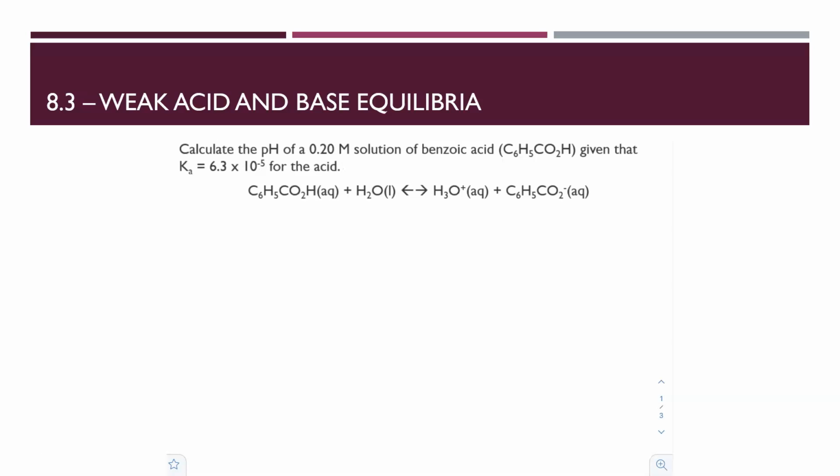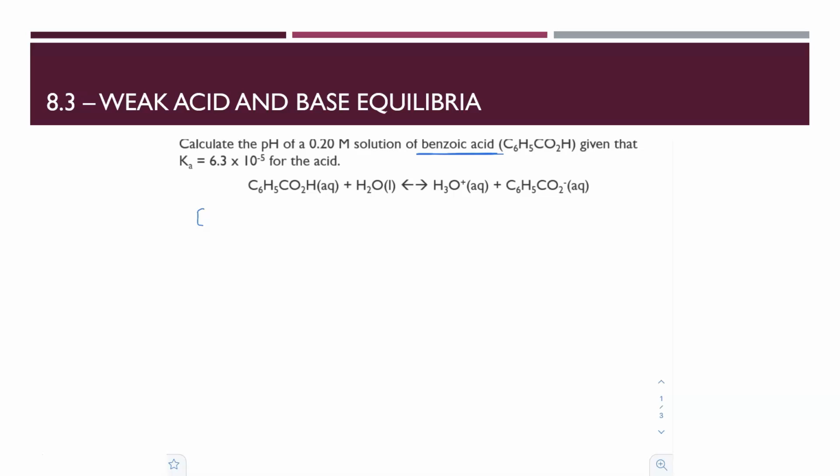So this question asks us to calculate the pH of a solution of benzoic acid, given the Ka value for the acid, and we're given the equilibrium reaction equation. So this is a weak acid, okay? So since it's a weak acid, we know that the concentration of the acid is not going to equal the concentration of the hydrogen ion. So the concentration of C6H5CO2H does not equal the concentration of the hydrogen ion, so we can't just use that directly to calculate pH.